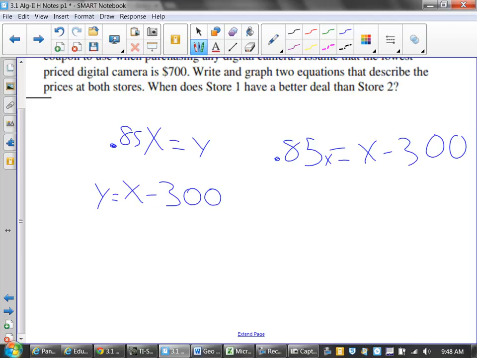Now, when I move stuff around, 300 is 0.15x. Do you agree? I just made everything positive. You can have negative 0.15x equals negative 300 if you want. It's still going to get the same answer. When you divide out, I think you get 2,000. Does that sound right?